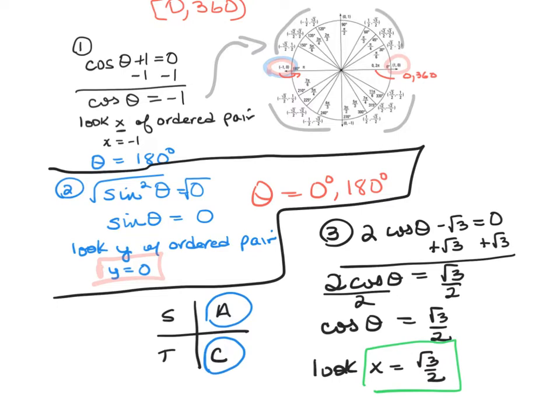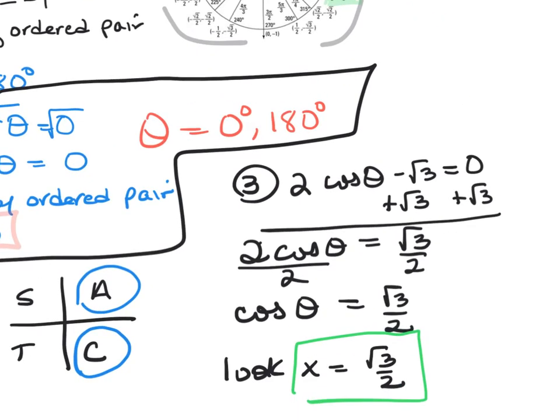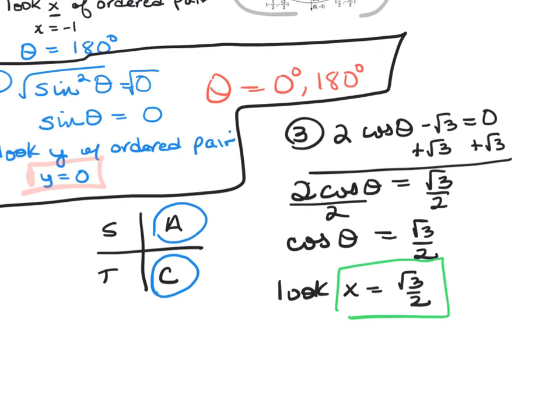So let's zoom in on my unit circle here. And you can see that right here, this ordered pair and this ordered pair, these are the two ordered pairs from quadrants 1 and 4. So my answer to this problem is going to be 30 and 330. So theta equals 30 degrees and 330 degrees.